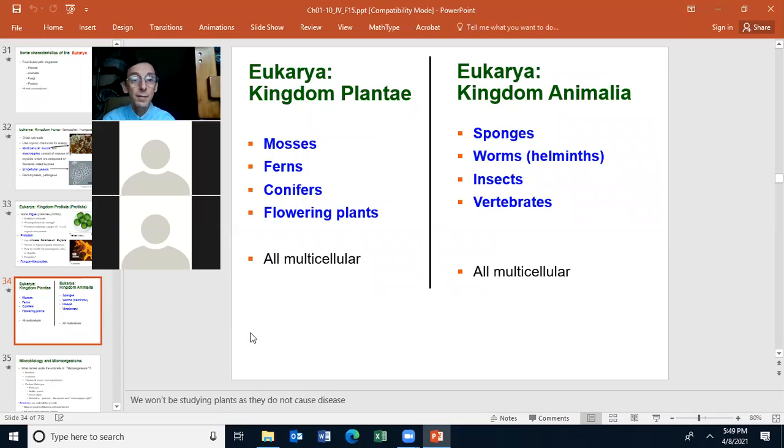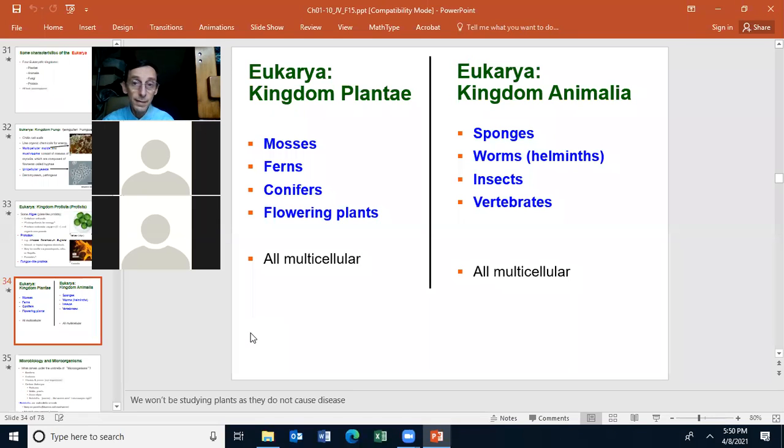All right, let's talk a little bit about the kingdom plants. You can divide the kingdom plants into the mosses, the ferns, the conifers, and the flowering plants. All plants are multicellular, meaning more than one cell makes a plant. We won't be studying plants because they do not cause human disease.